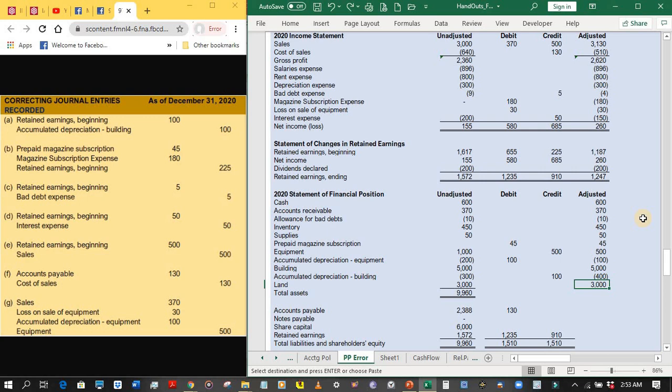Then the total assets adjusted for 2020 is 9,505. Then the accounts payable is 2,258. Then we have no notes payable. The share capital is 6,000. Then the retained earnings is 1,247 pesos. Then the total liabilities and shareholders' equity adjusted for December 31, 2020 is 9,505.